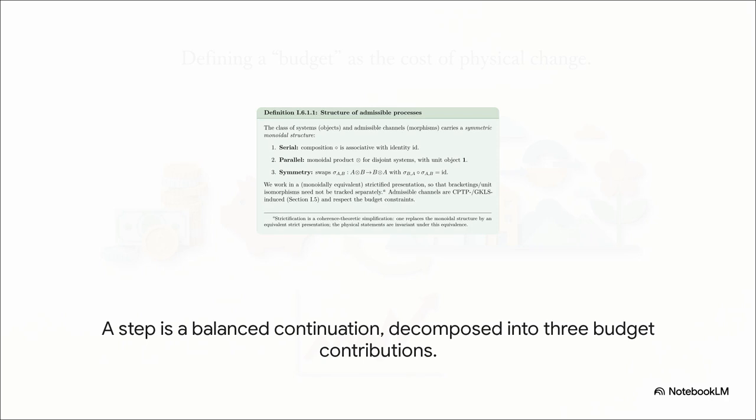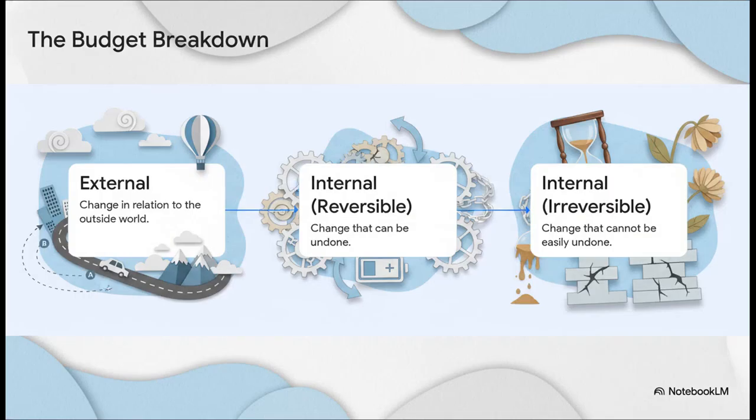We can balance the books perfectly by splitting the cost into 3 columns in our ledger: an external part, a reversible internal part, and an irreversible internal part. So let's unpack that. External change is pretty simple. That's exchanged with the outside world. Then you have internal changes.